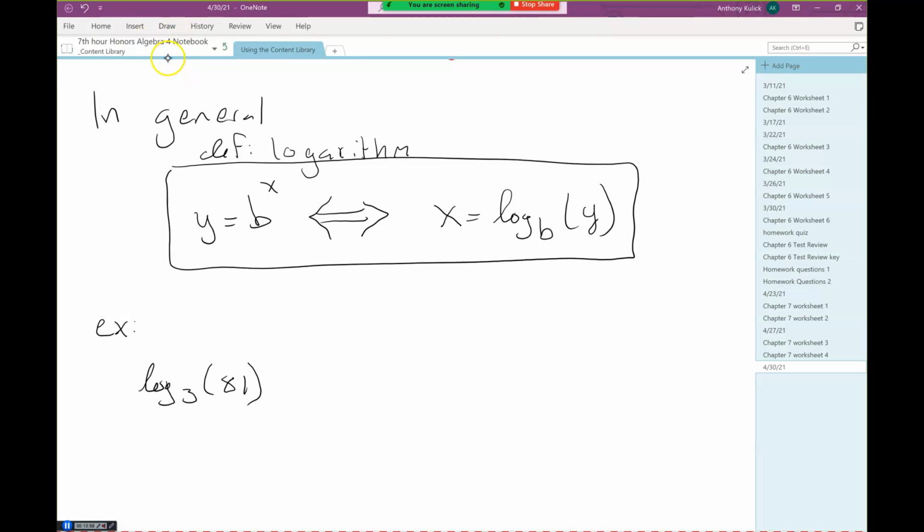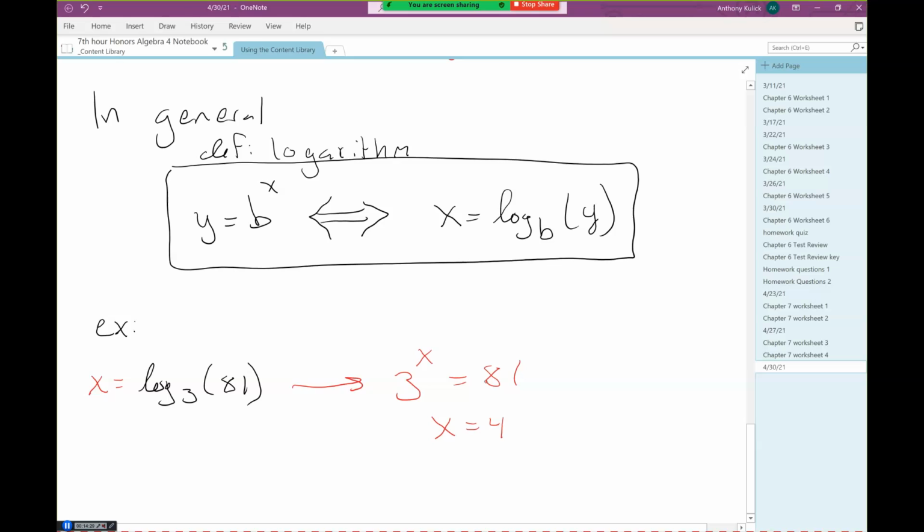I can evaluate that. So if I think about this as the equation x equals log base 3 of 81, what I'm looking for is the power of 3 that gives me 81. Does anybody know that off the top of their head? It's a common one we probably encountered several times in the previous chapter. It's 4. Yeah.